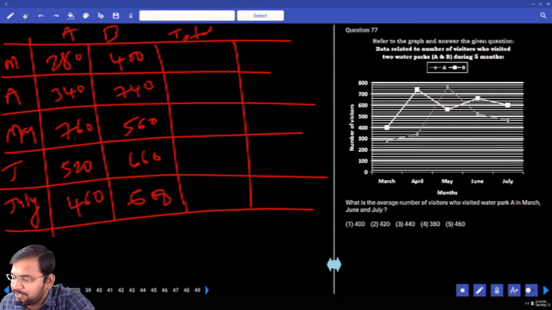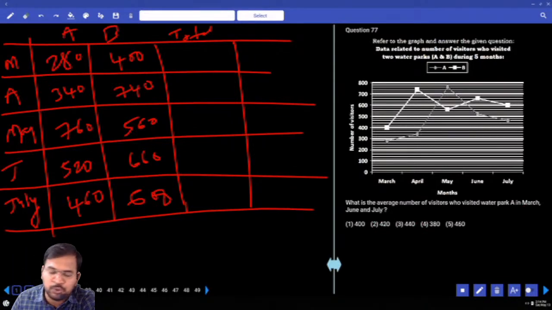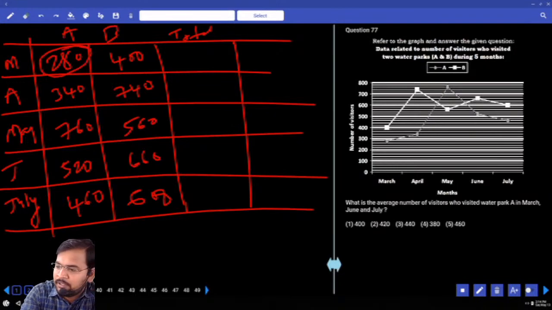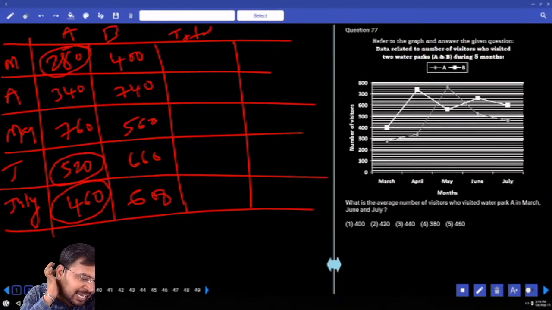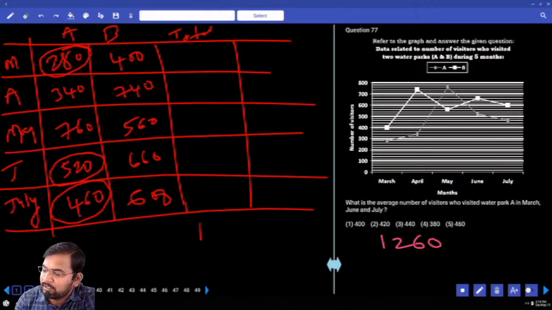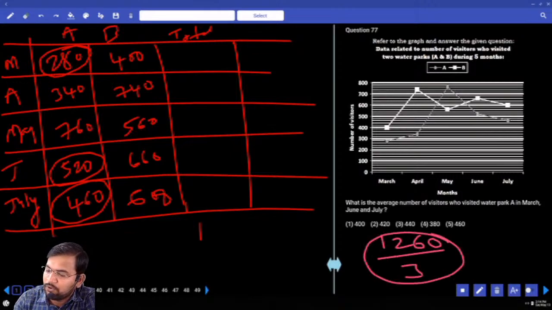What is the average number of visitors who visited Park A in March, June, July? March, June, July: 280, 520, 460. The total is 1260. 1260 by 3 is 420.